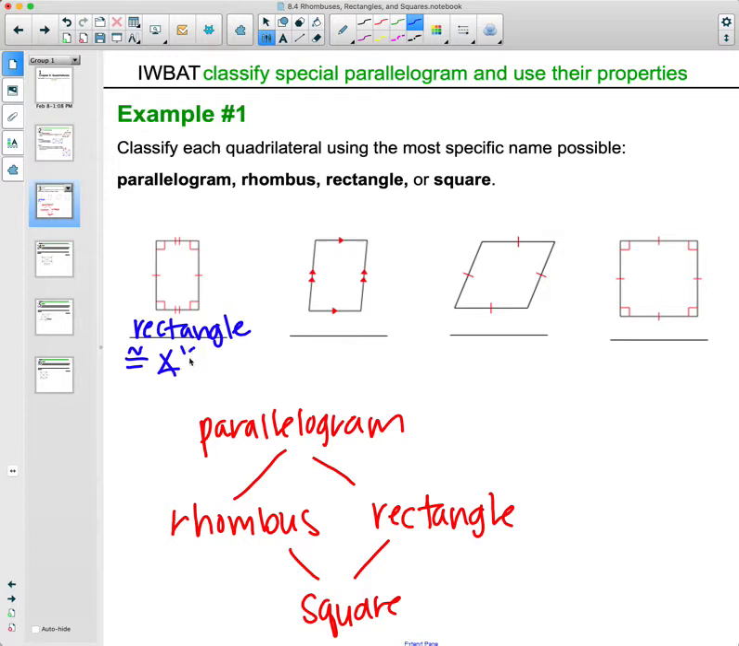So I'm just going to write congruent angles. This one, we see the arrows on each side. The arrows on each side mean parallel sides. So we have opposite sides here being parallel, and no marks saying anything about congruency. So this one is just simply a parallelogram.